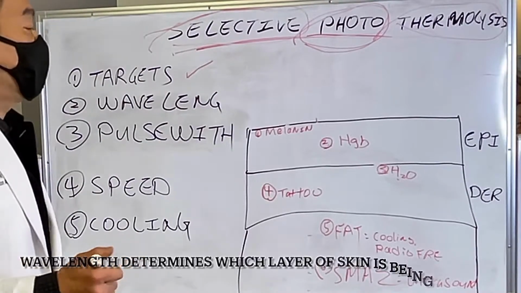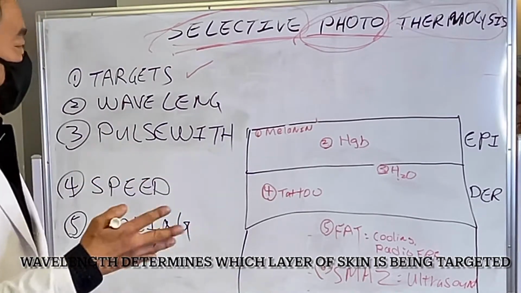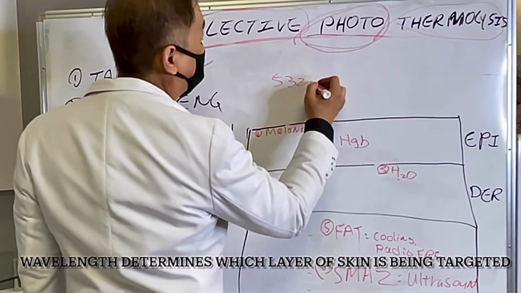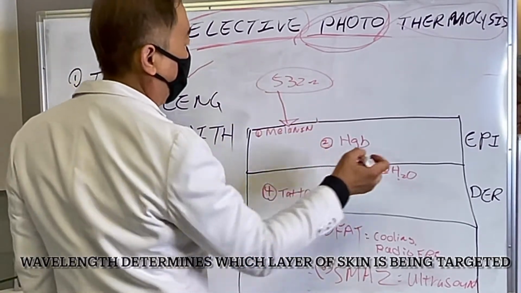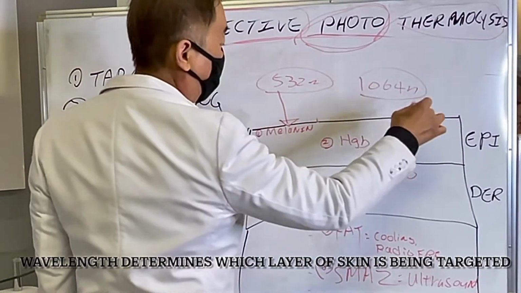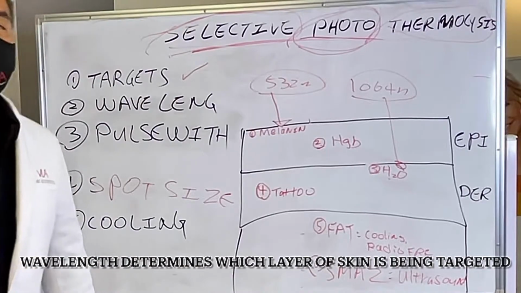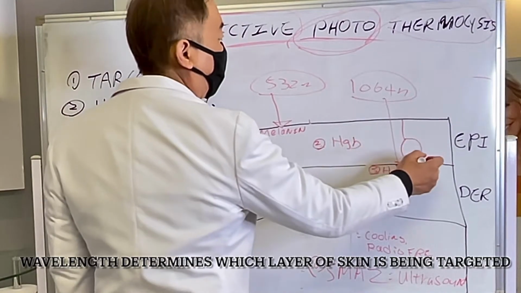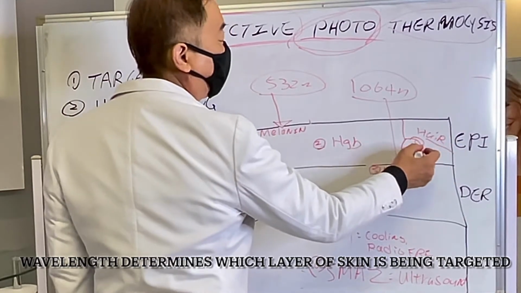So the wavelength determines which target will absorb it the most. For example, 532 wavelength is strongly absorbed by melanin, versus a longer wavelength, 1064, which is preferentially absorbed by another target. Also, 1064 wavelength is a very good wavelength for, let's say, a hair follicle. So it's ideal for laser hair removal. Hair follicle has melanin on the surface.